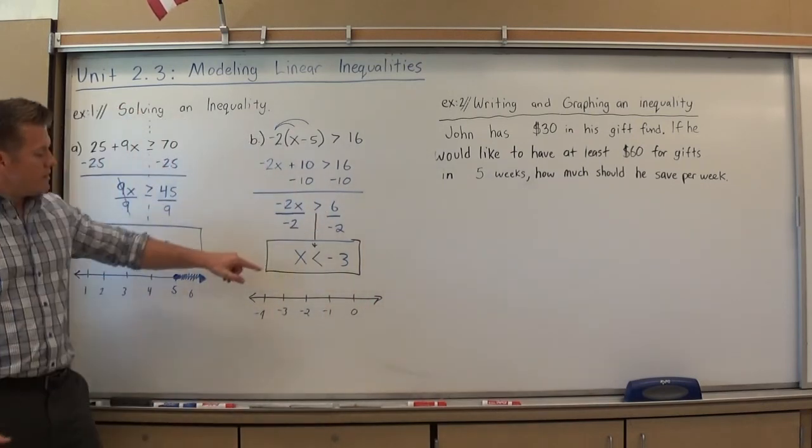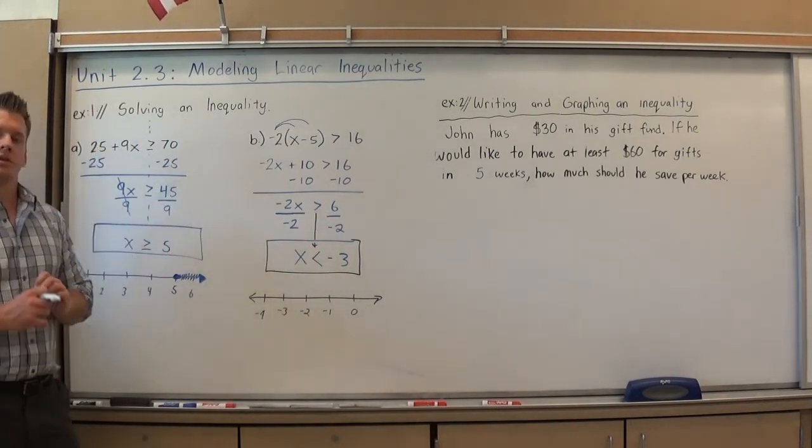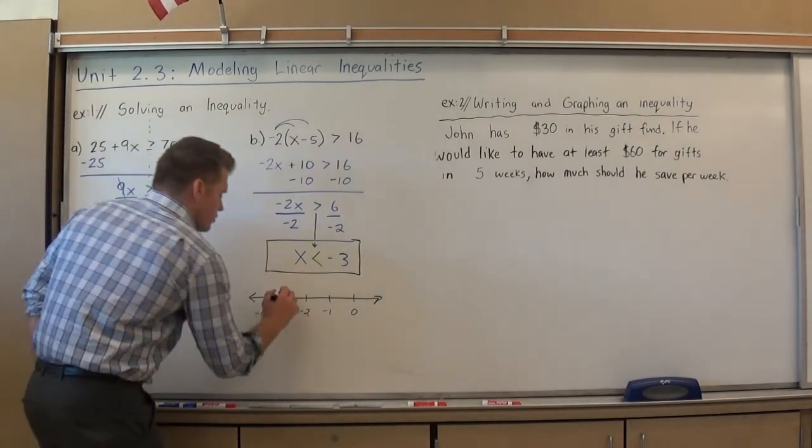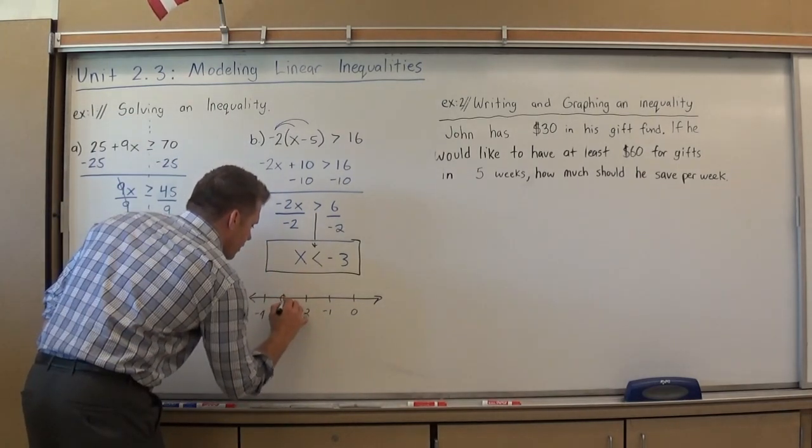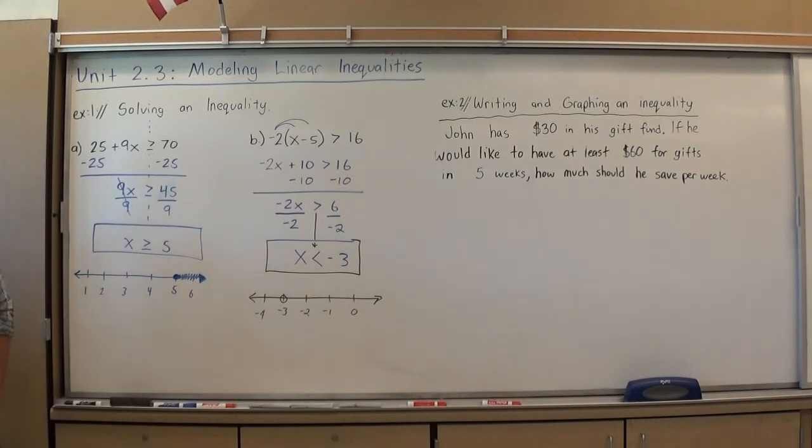This time though, it does not include negative 3. It's less than only, it doesn't have the less than or equal to. So I'm going to use an open dot on negative 3 because that in math, in this representation means up as close to that number as possible without actually including it.